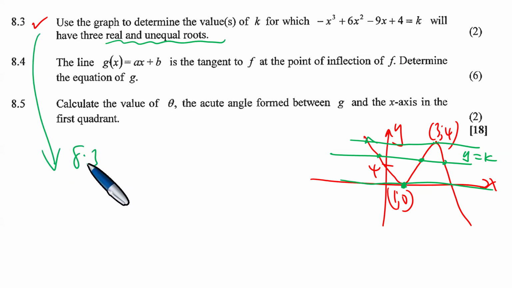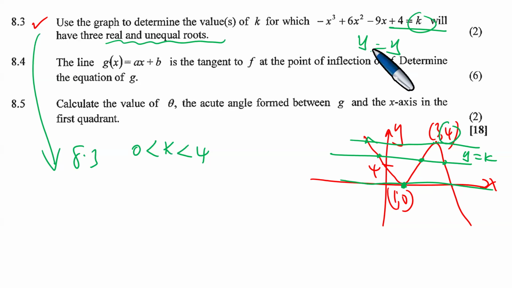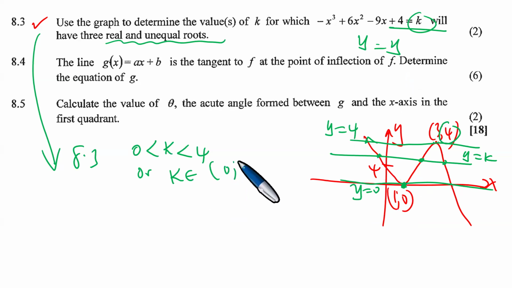That means that our k is between 0 and 4. Because this k is equal to the y function, it's like y equals y. And y is clearly 0 at the origin, but y is 4 there. So which means that k is between 0 and 4. If you don't want to say that, you can say that k is an element of the interval from 0 to 4. Okay, we're done with that part. We proceed to the next question.